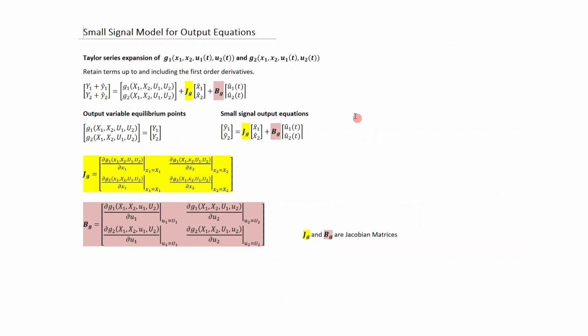All right, then the output equation. Same idea. We have this. But we know that the output variable equilibrium points, y1 and y2, are in fact equivalent to this. So these two represent this combination, which means y1 hat, y2 hat is everything you'd see on the far right. So the small signal output equations will take on this form. And again, you can compute what these Jacobian matrices are once you've established what the equilibrium values for x1 and x2 are, and u1 and u2 will have been given. So that more or less takes you through the whole process.